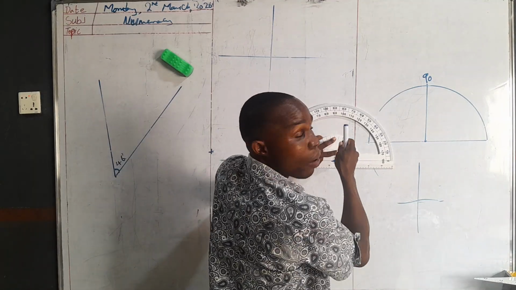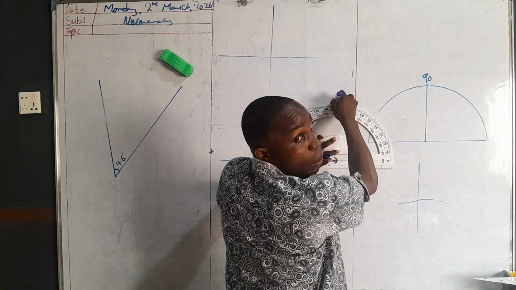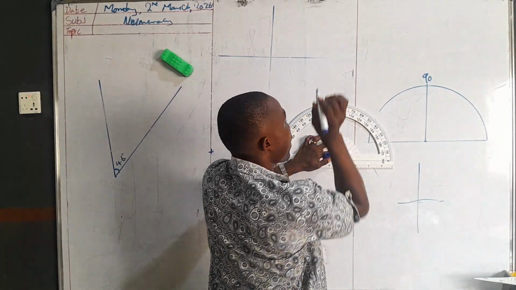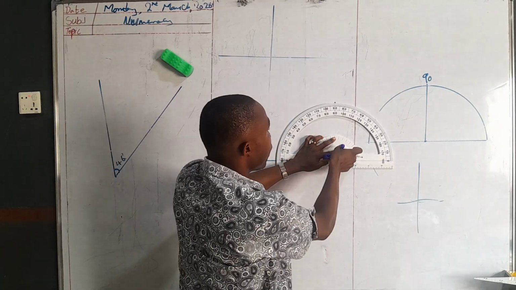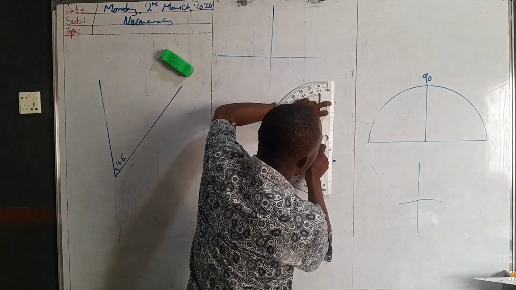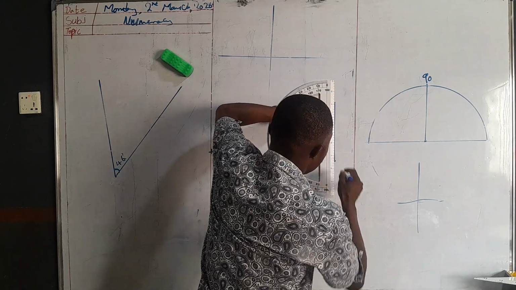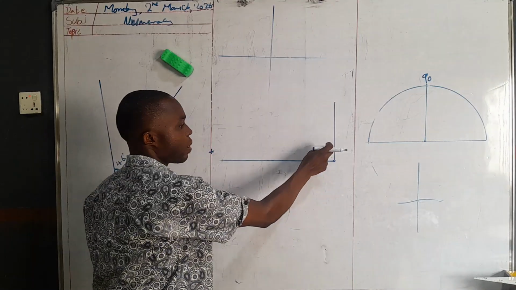Now, how will I get my angle 90 degrees? I'll come to my protractor and mark 90. Take a pen and mark 90 on that calibration. Then when you do that, remove your protractor. Use your ruler to draw a line from that point to meet the point. I have formed angle 90 degrees.